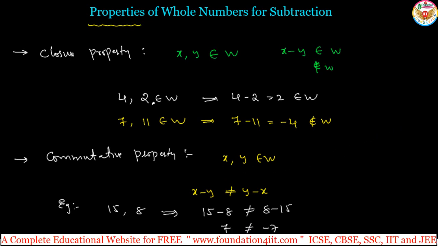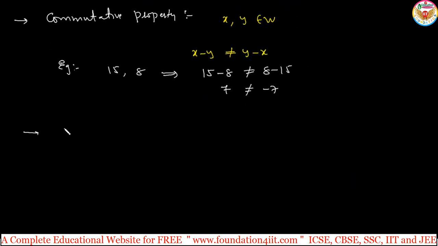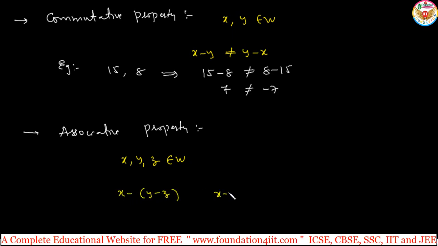And next one, associative property. Here we have three numbers. If any three whole numbers, let us say x, y, z, belong to whole numbers, check once: (x minus y) minus z and x minus (y minus z). They are not equal here. So the subtraction of whole numbers does not satisfy associativity. Let us take one example. In the place of x, y, z, let's take bigger numbers: x is equal to 15, y is equal to 10, and z is 7. As per the rule, (x minus y) minus z is not equal to x minus (y minus z). Both we can check to see whether we get the same answer or not.